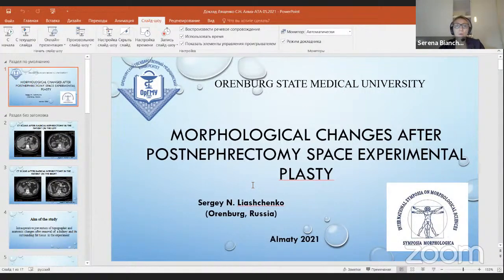So I want to ask a question. You demonstrated the dislocation of several intraperitoneal organs after nephrectomy. So I guess that this condition may cause several clinical problems. So do you think that this experimental plasty may be introduced in clinical settings?